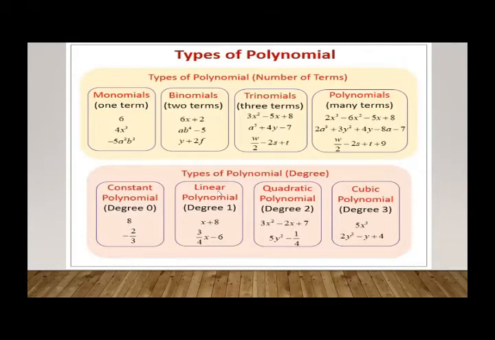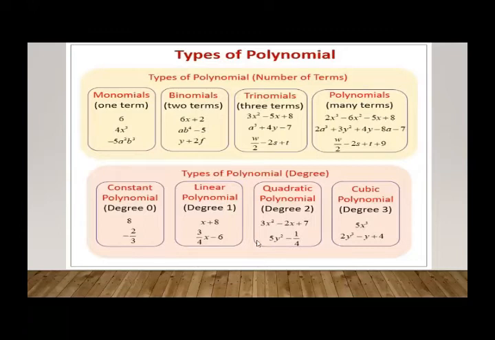The second is linear polynomial. It means here degree is 1. The examples are x plus 8, then 3 upon 4 into x minus 6. So we see there are two terms, and the exponent of the polynomial is 1.